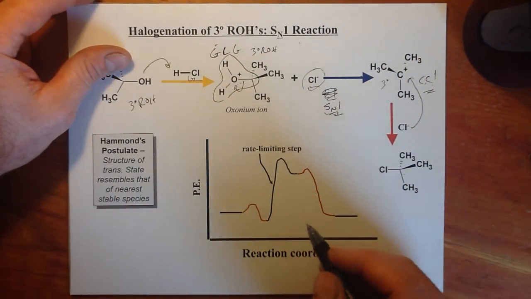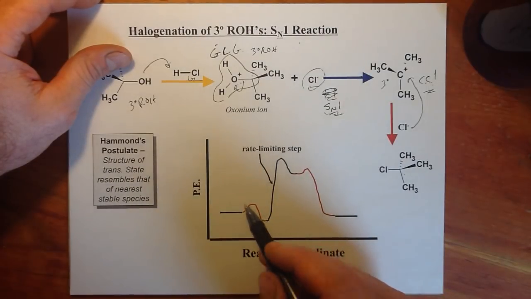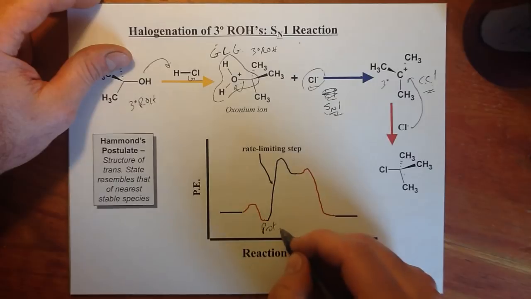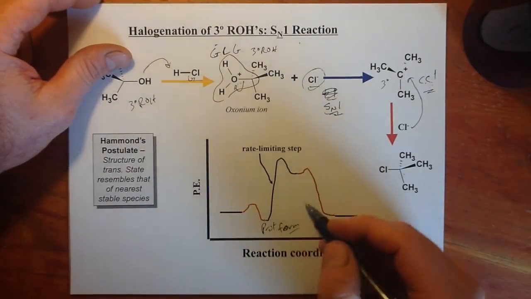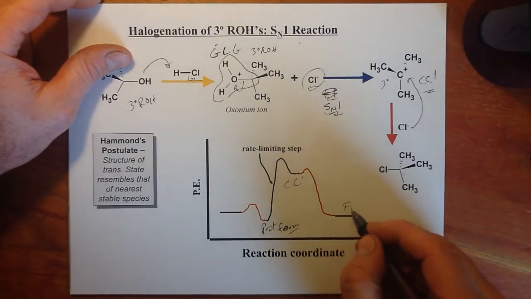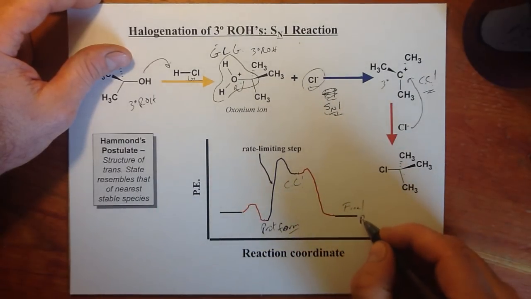I've just shown the energy diagram for the reaction: protonation, then the protonated form. That's here. The oxonium ion, then we have the carbocation. That's here, and then our final product. So 3 steps.